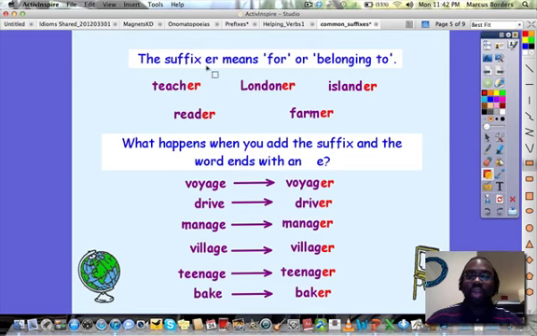All right, we're going to continue. The suffix er means for or belonging to. Teacher, Londoner, islander, okay? And this rule is a little different here. What happens when you add the suffix to the word and the word ends with an E? Well, you simply leave the E there and you add that R. You won't make it two E's and an R, okay? And if you've lost any of this thus far, take a chance, pause the video, write down some questions and notes, and go back.